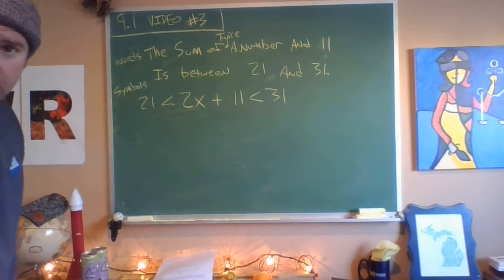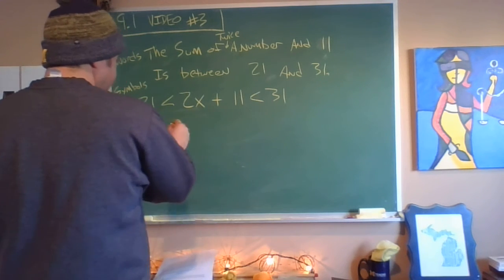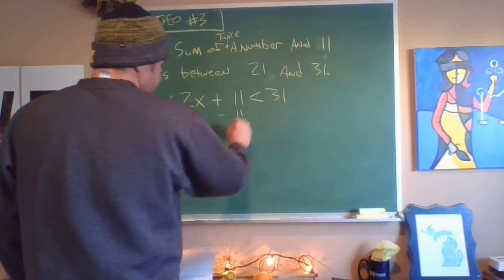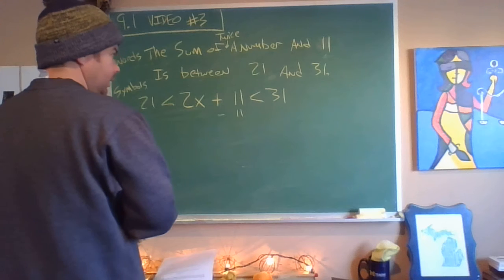Now I just need to do the moves needed to simplify this. And the way I simplify this is, I'm trying to get x by itself in the middle part of this compound inequality.